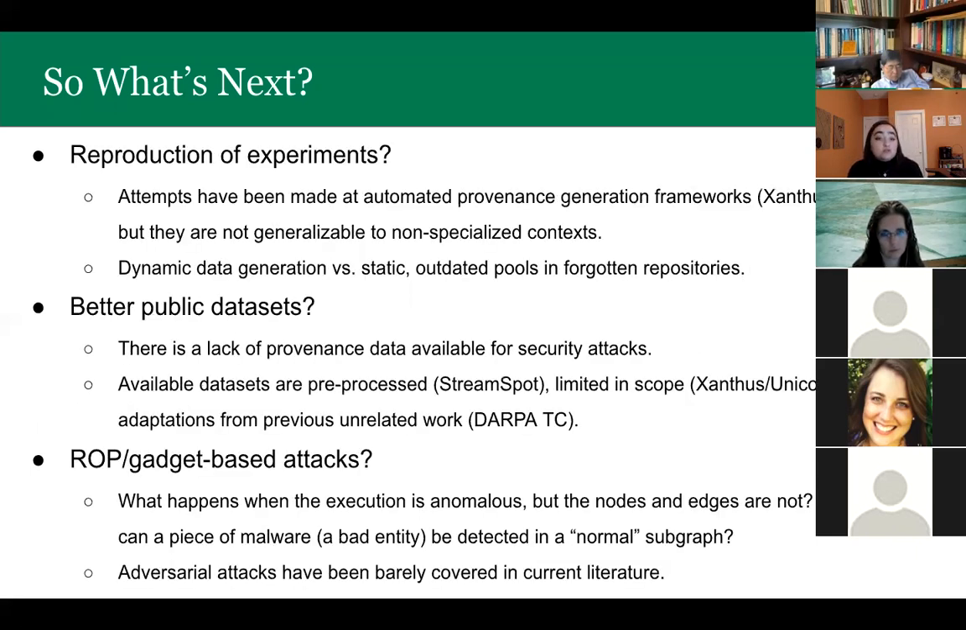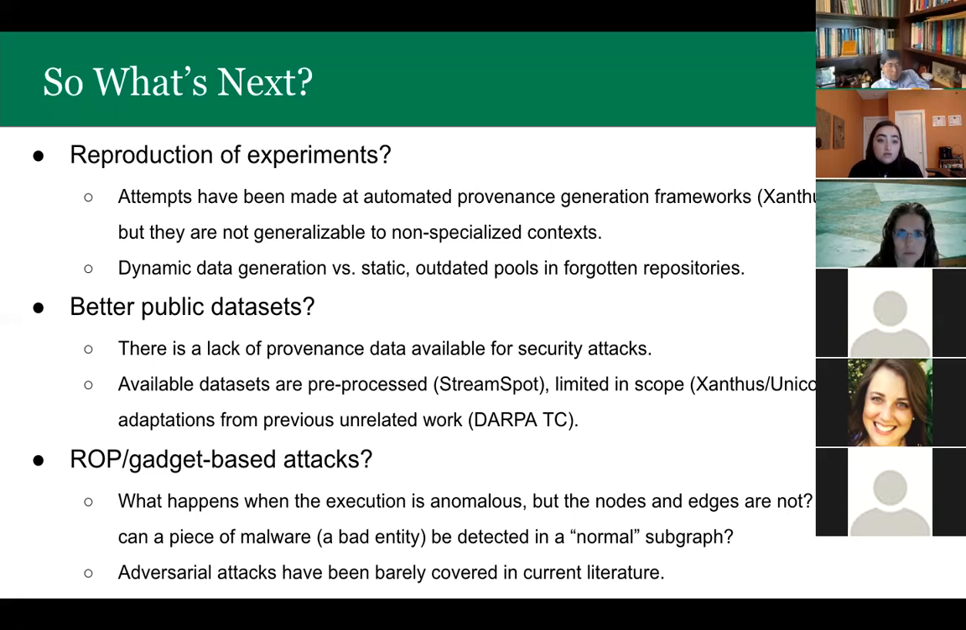From just an experimental standpoint, one thing we ran into with PROV-GEM is that there's not really a good reproducing framework for provenance graph generation. So that's future work for us: trying to create automated provenance generation frameworks that are generalizable and not just for one particular kind of problem, because we want to look at having dynamic data and not just static repositories of data.